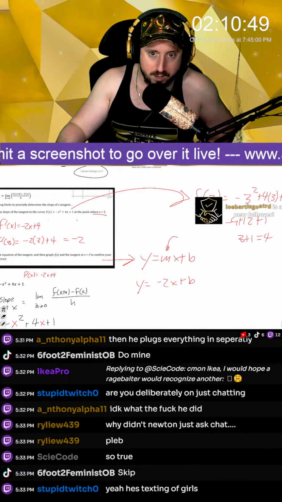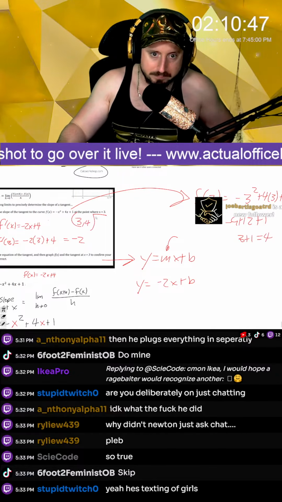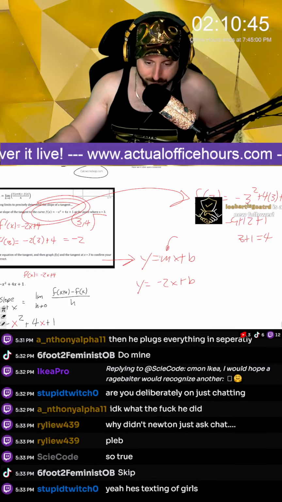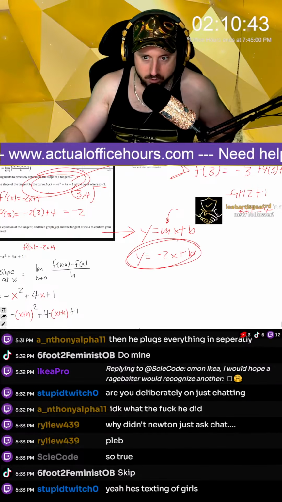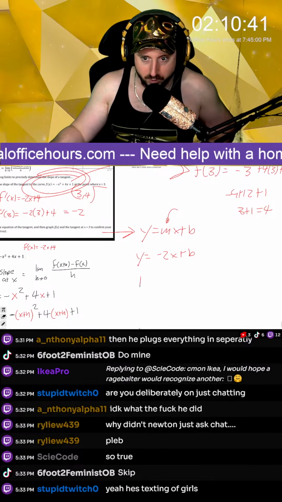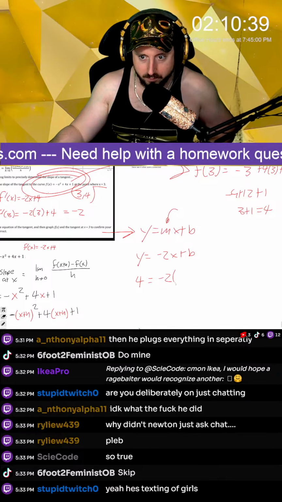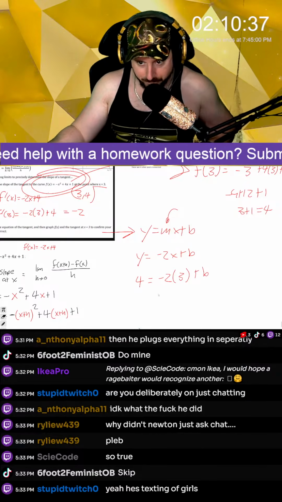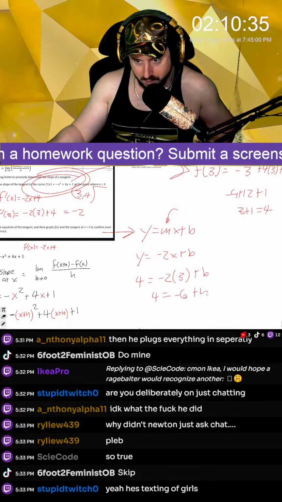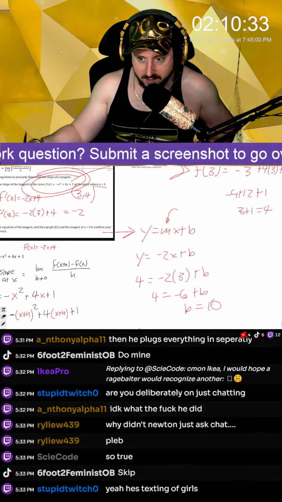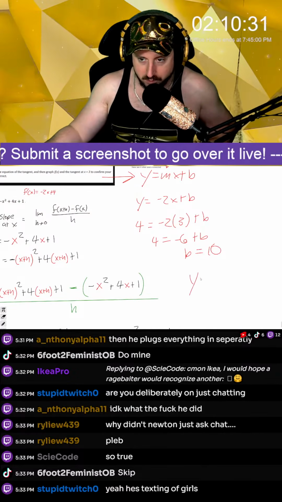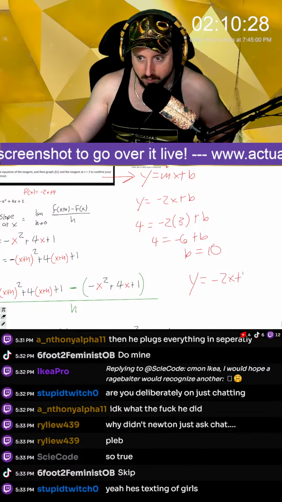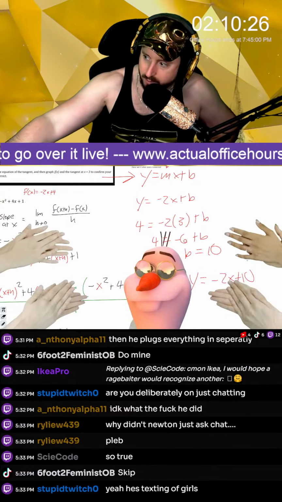Nice. So the coordinate (3, 4) is actually on the curve. And if I need the tangent line to also be on the curve, then I need to plug in those points. So 4 is equal to negative 2 times 3 plus b. 4 equals negative 6 plus b. b is equal to 10. So your final equation is y equals negative 2x plus 10. And there you go. You're done.